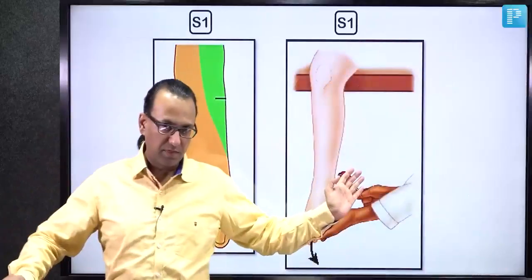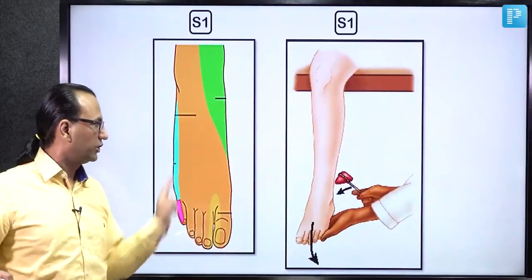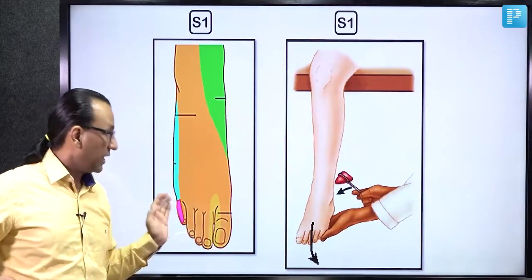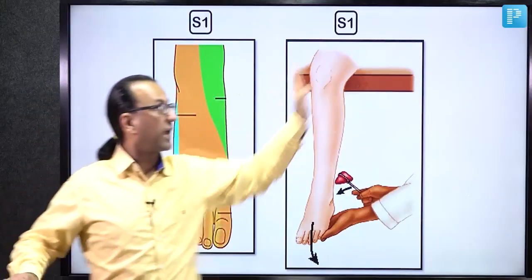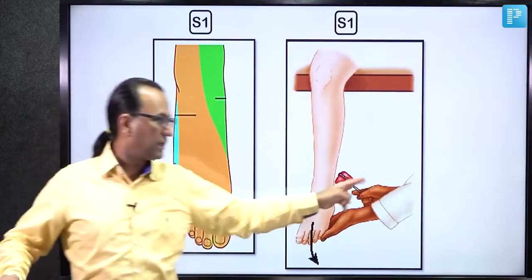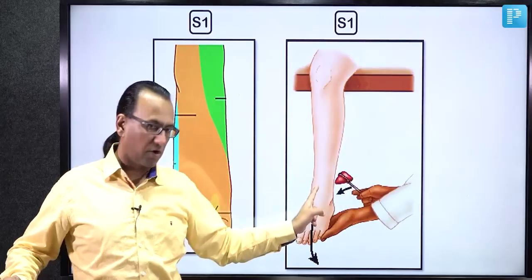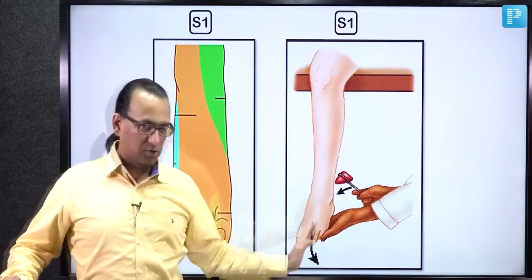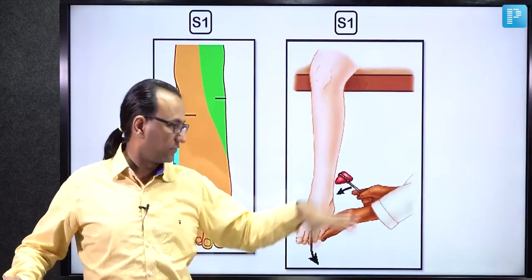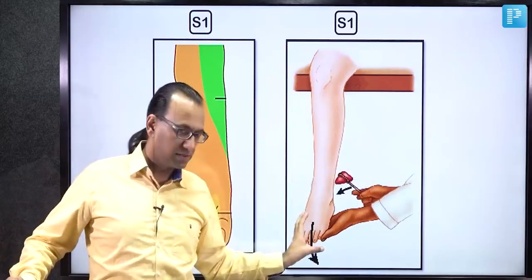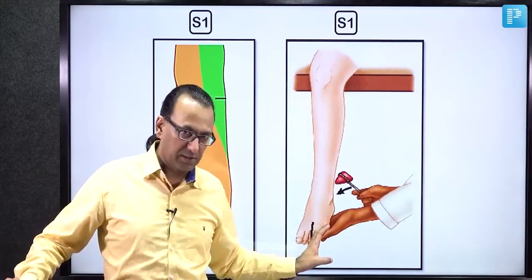This patient came with the problem of the little toe and lateral margin of the foot, and we said the S1 dermatome is involved. Then we are checking the S1 myotome. By doing the ankle reflex, you are hitting the tendon of the Achilles, and you want the ankle joint to undergo plantar flexion, which is not happening. Ankle jerk is weak. So the nerve involved is S1.